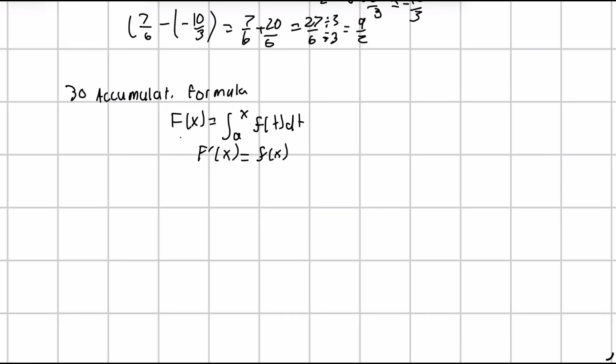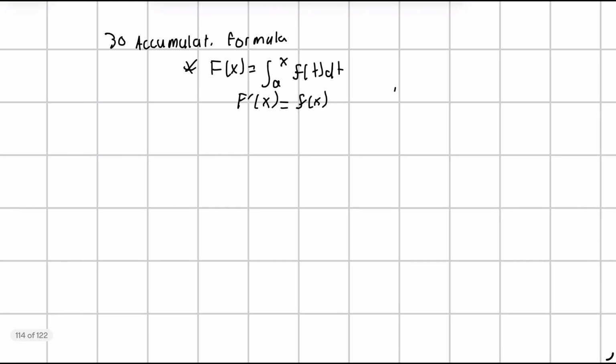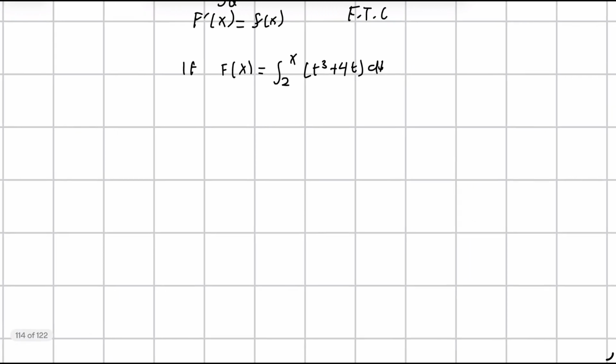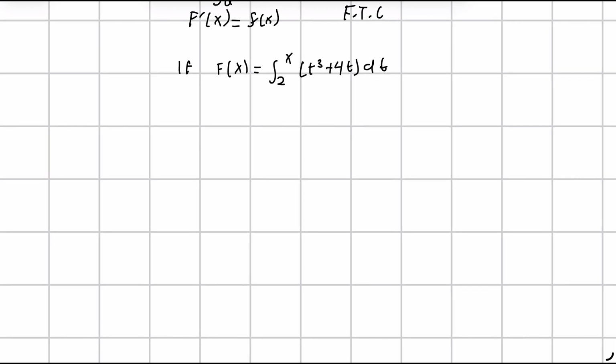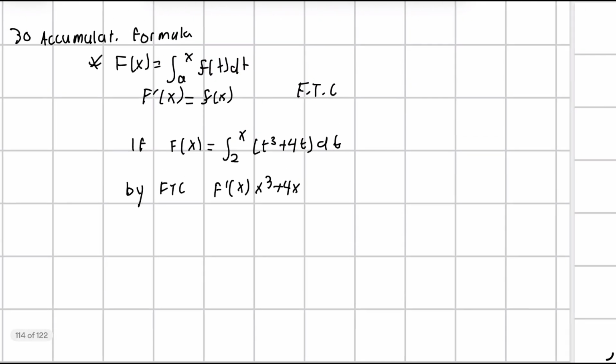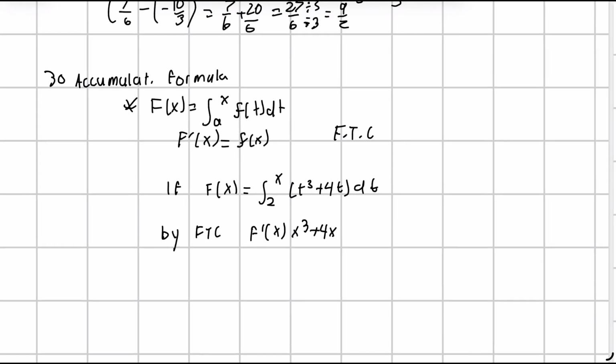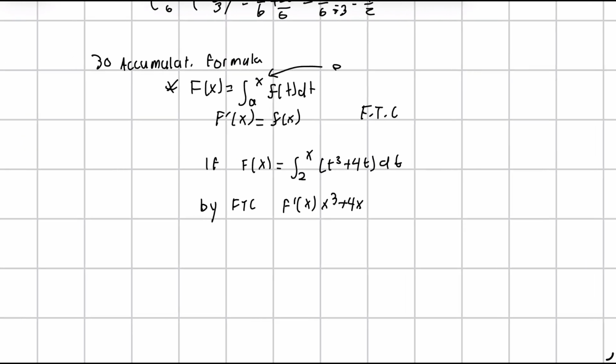So basically we're going to recognize this inside of our thing, and then we're going to use the fundamental theorem of calculus. So for example, if we have f of x is equal to the integral with lower limit 2, upper limit x, of t to the power of 3 plus 4t times dt, we want to find what f prime of x is. By the FTC, we can say that f prime of x is equal to x to the power of 3 plus 4x. That's going to be our answer, because the derivative of an accumulation function is the integrand when you evaluate at the upper bound.